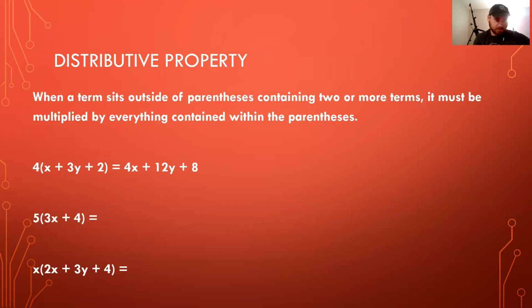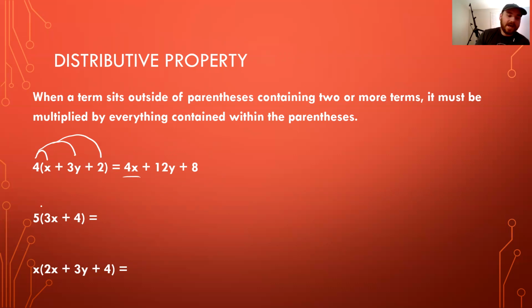So for example, if we have 4 times, all in parentheses, x plus 3y plus 2, this 4 is going to get multiplied by x. It's going to get multiplied by 3y, and it's going to get multiplied by 2. And when you're starting out with these, I would strongly recommend drawing these lines out so you can actually see what you need to multiply. 4 times x, that's 4x. 4 times 3y, that's 12y. And 4 times 2, that's 8.